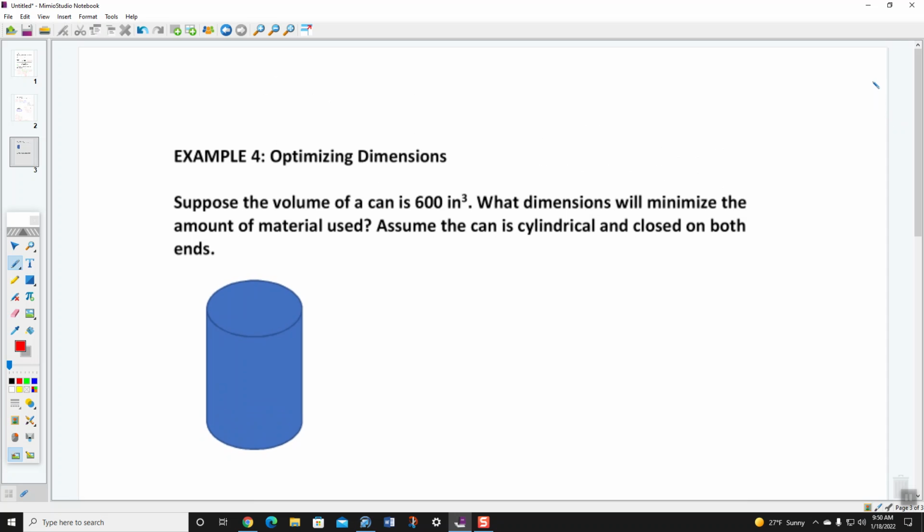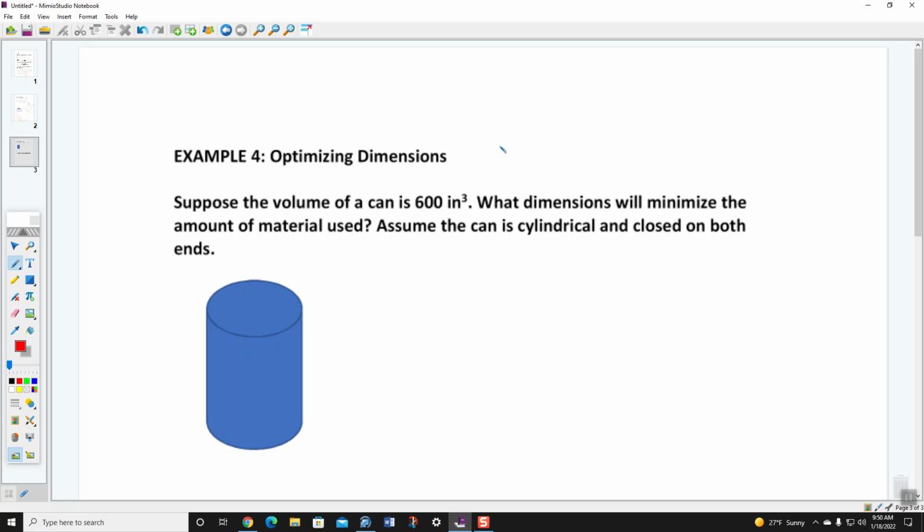There's your circles. Suppose the volume of a can is 600 cubic inches. The assumption we're going to make about our can is that it's a cylinder all the way through, so there are no indentations. It's a solid cylinder, closed on both ends. You know the volume of a can is what?